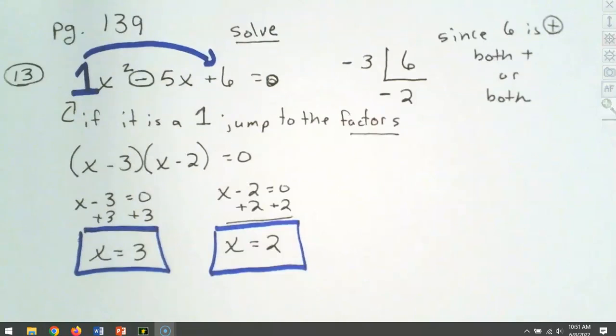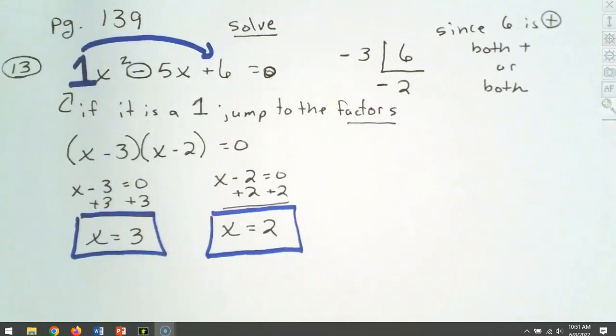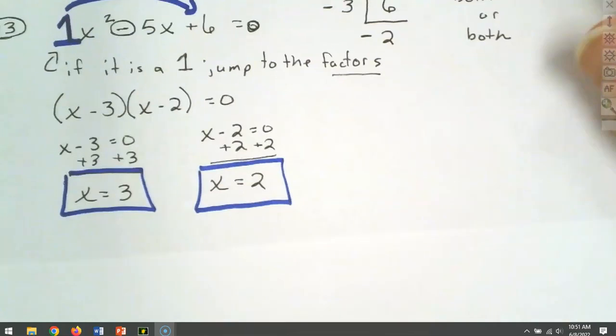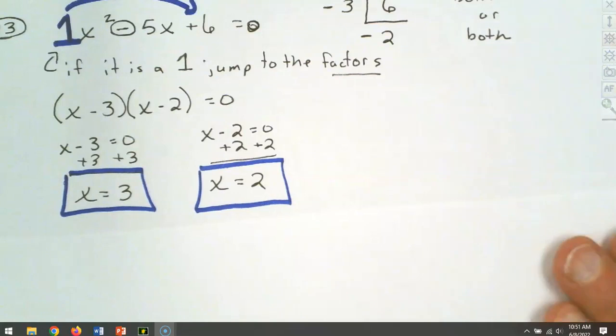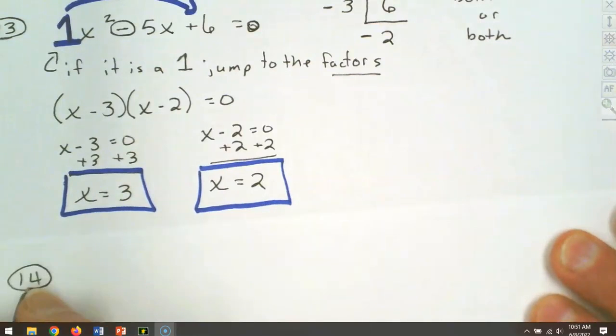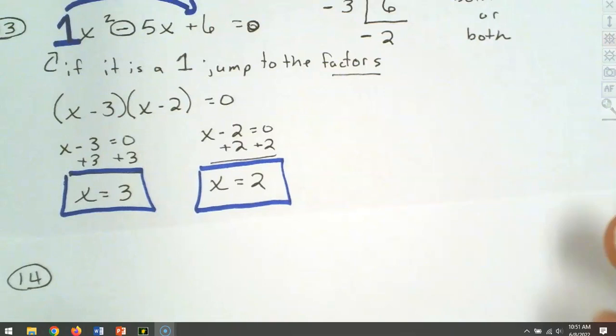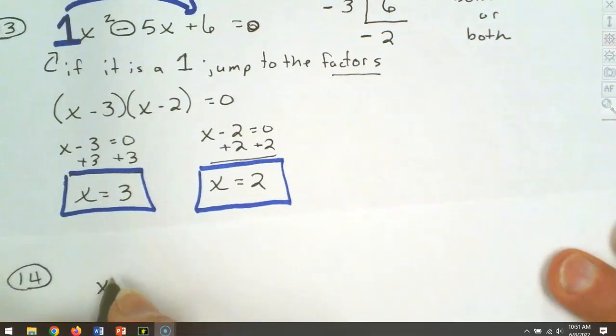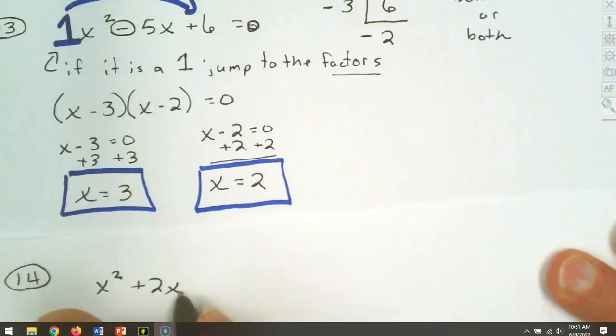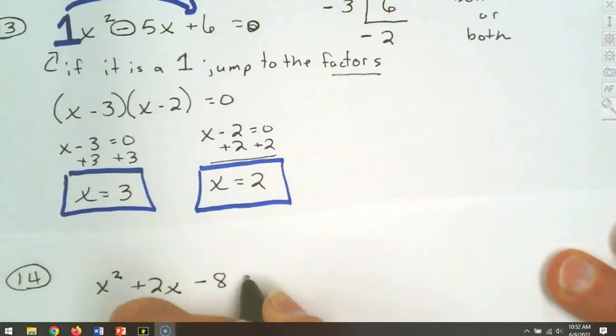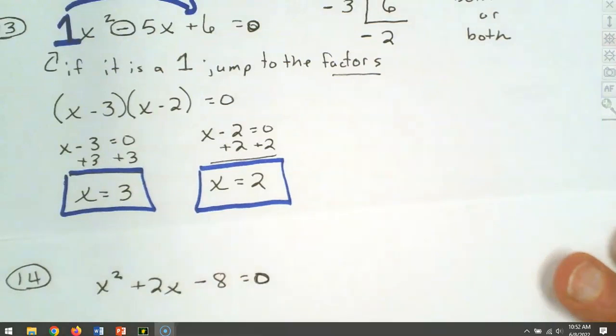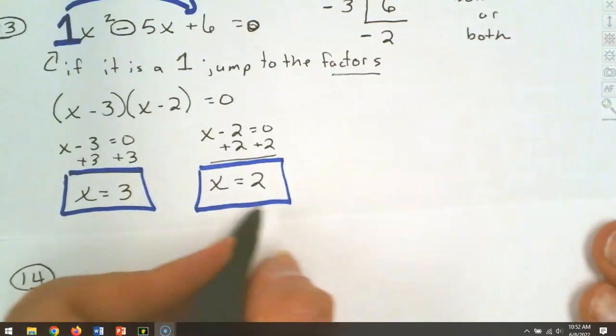Okay. Question 14. Very similar again. This is going to be the last one where we can just jump to our factors. After this, we're going to have to do grouping. So 14 is x squared plus 2x minus 8 equals 0. And again, we're just going to solve it.